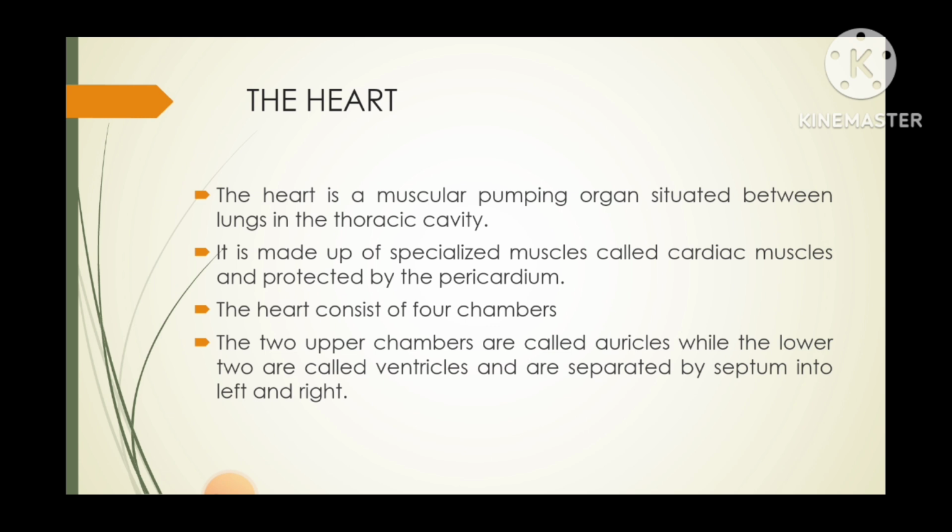We have the upper chambers and the lower chambers. The upper chambers are called the auricles, while the lower chambers are called the ventricles. And the septum divides the heart into two equal halves. That's the left side and the right side.